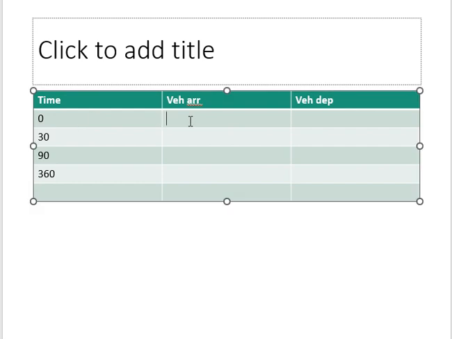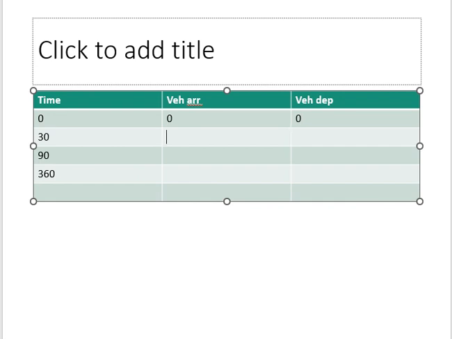At time 0, how many vehicles arrived? Yes, 0. If nobody arrived, then nobody. We haven't started yet. Time 0 means what? You didn't start yet, so you don't have anything.